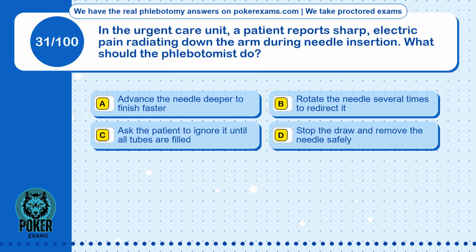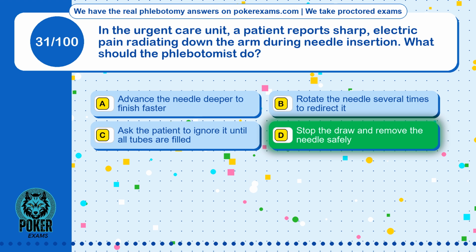Question 31. In the urgent care unit, a patient reports sharp, electric pain radiating down the arm during needle insertion. What should the phlebotomist do? Option A. Advance the needle deeper to finish faster. Option B. Rotate the needle several times to redirect it. Option C. Ask the patient to ignore it until all tubes are filled. Option D. Stop the draw and remove the needle safely.